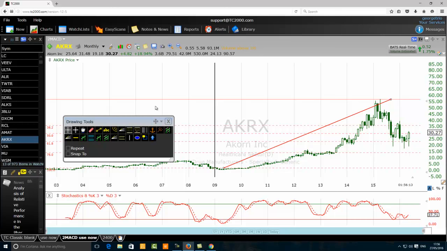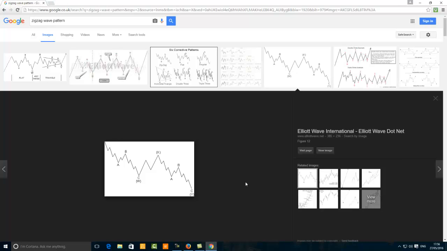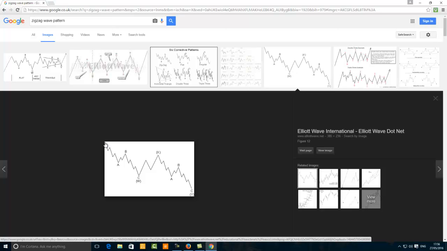All right, so what is a zigzag chart pattern? The formation of the zigzag pattern is right here. When you have a bullish trend, the zigzag pattern is formed like this: 1, 2, 3, 4, 5, 1, 2, 3, 1, 2, 3, 4, 5. The shape of the zigzag Elliott wave pattern is in the form of a zigzag.